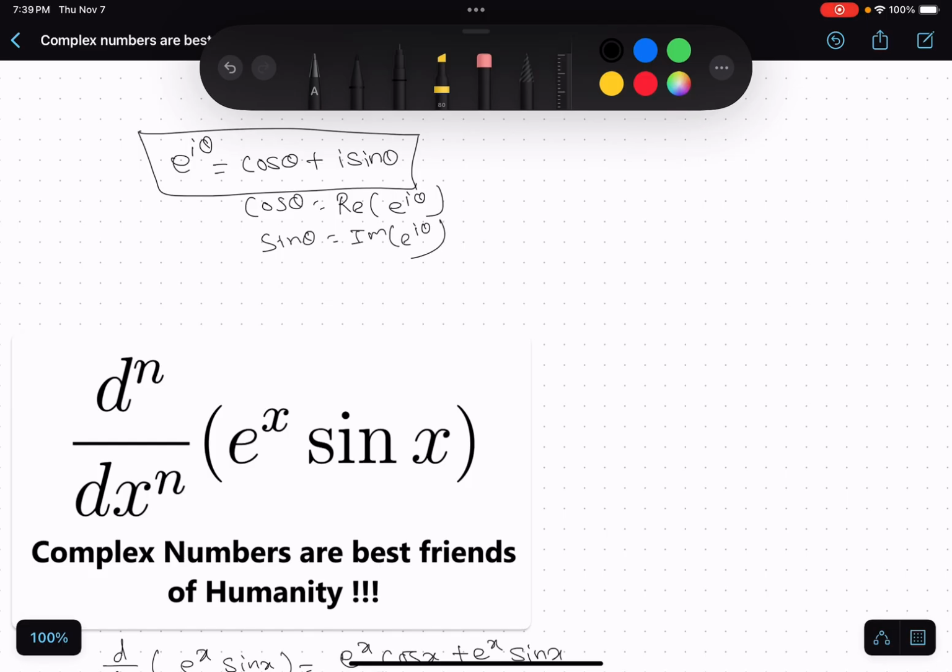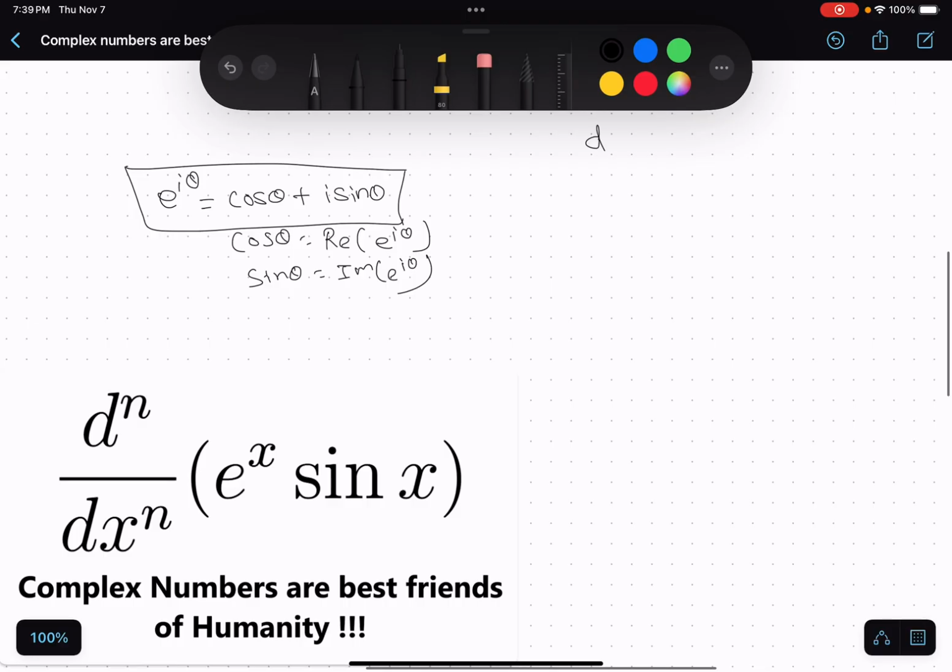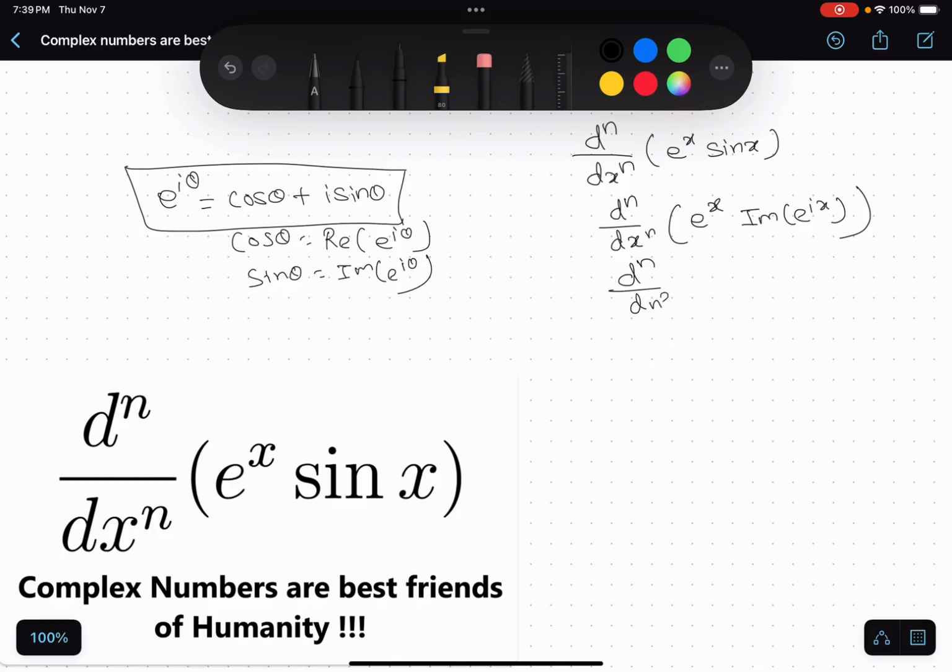We want to find the nth derivative of e to the power x sin x, right? Now we know that sin x is just the imaginary part of e to the power ix, right? I can also move the other e to the power x inside the imaginary part, because even if it goes inside, it's just a real thing. So the imaginary part will not change. It's just like a constant multiplication. I can also take the imaginary part outside the differential operator, right? I can do that too.